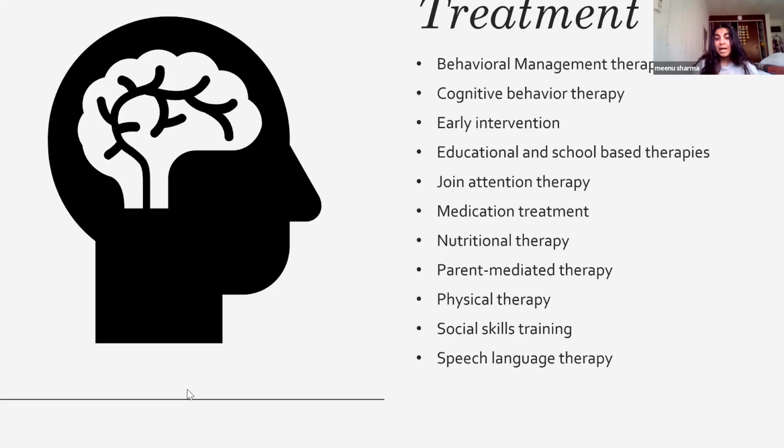Speech-language therapy. This helps people with autism to improve their verbal, nonverbal, and social communication. Its goal is to help the person communicate in more useful and functional ways.